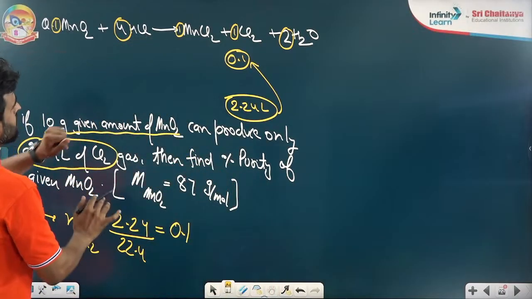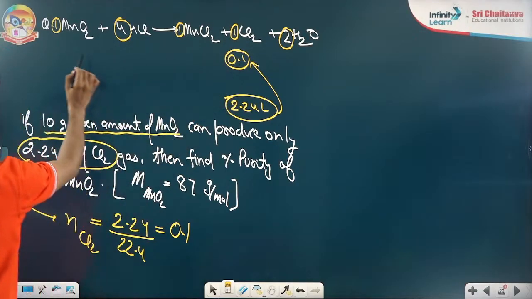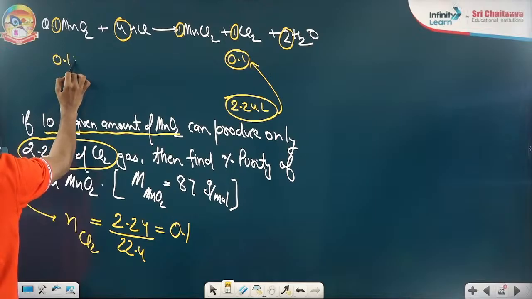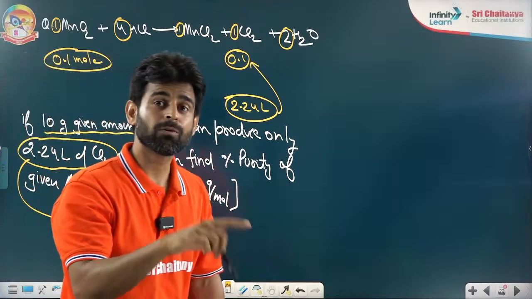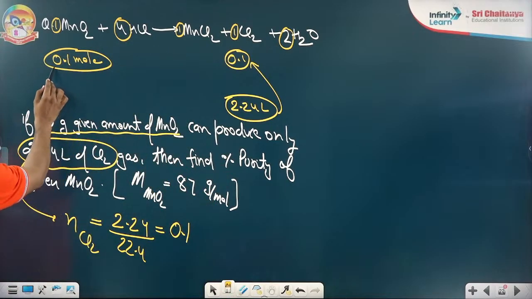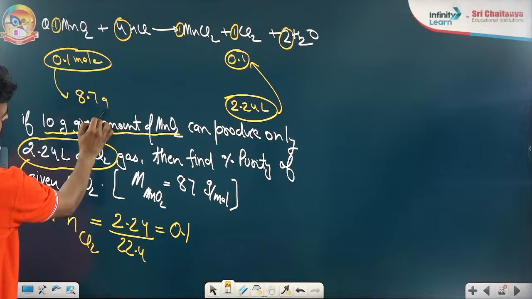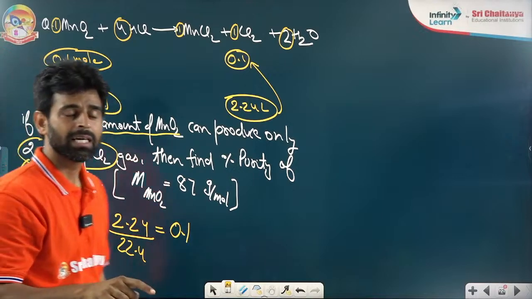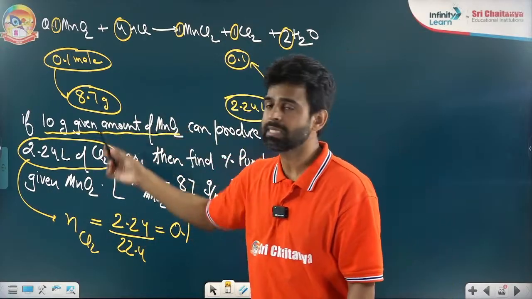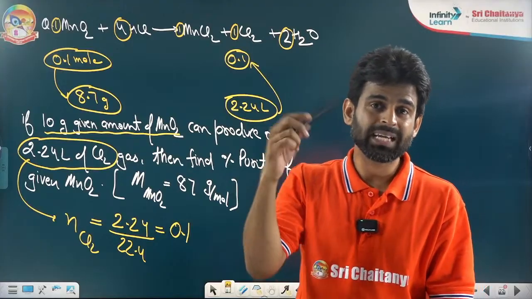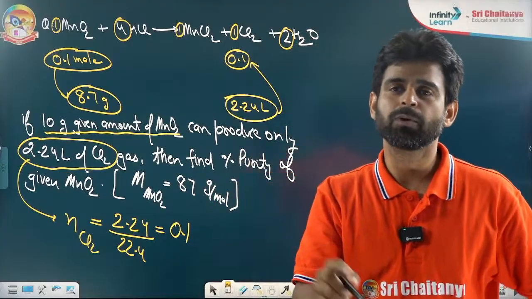Now we can see here, its 1 mole can be produced by its 1 mole, na? So its 0.1 mole is produced by also how many moles? 0.1 mole, right? 0.1 mole of MnO2 means how much weight? 0.1 into molar mass, and I know how much? 87. So I can say 8.7 gram. So basically 2.24 liter of Cl2 gas can be produced by only 8.7 gram. Means out of 10 gram of MnO2, 8.7 is the pure one and 1.3 is the impure one.